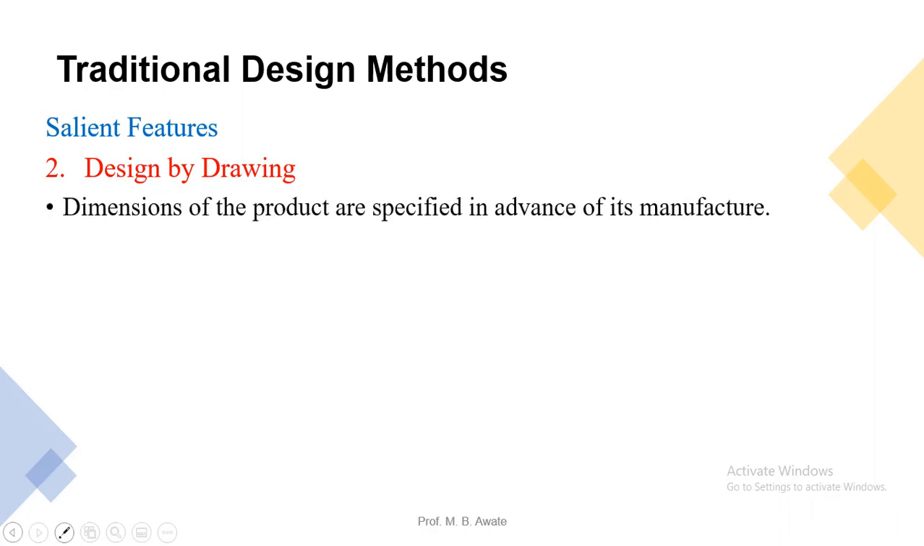First one is the dimensions of the product are specified in advance of its manufacture. Means before manufacturing, there is a particular drawing in which the dimensions of the products are specified well before its manufacturing. So this is a very important salient feature of this method, design by drawing.